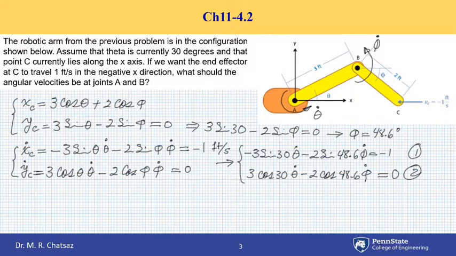If I simplify equation 1 and solve it for theta dot, I will get theta dot equal to 0.667 minus phi dot. And equation number 2, if I simplify and solve it for phi dot, I will get theta dot equal to 0.5092 times phi dot. So I can plug this fourth equation into number 3.